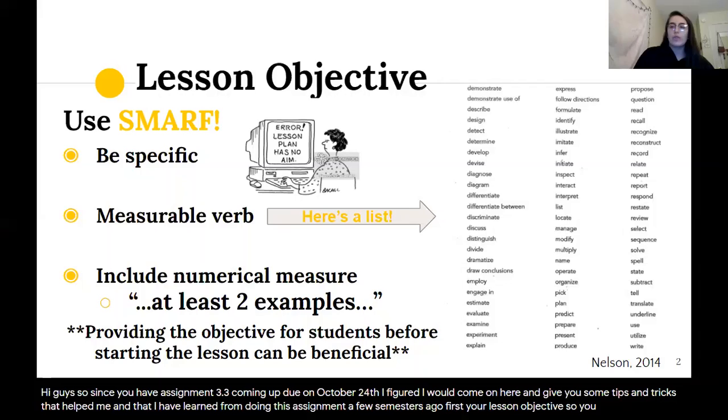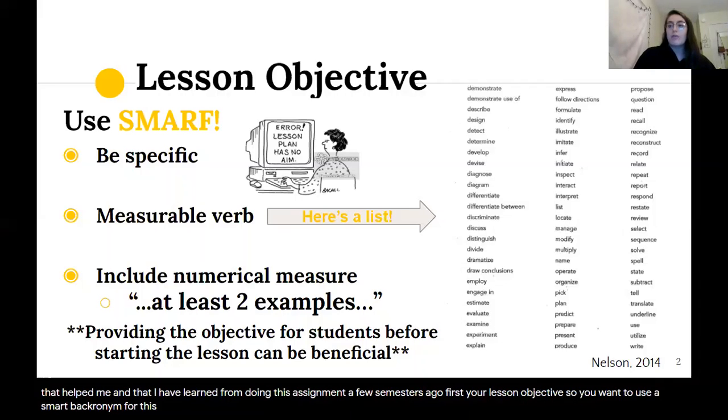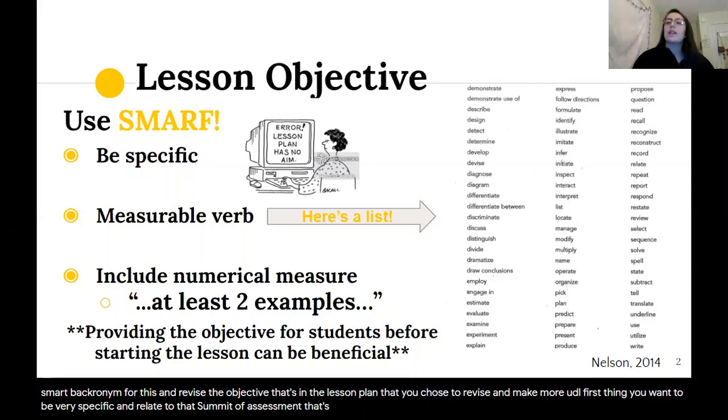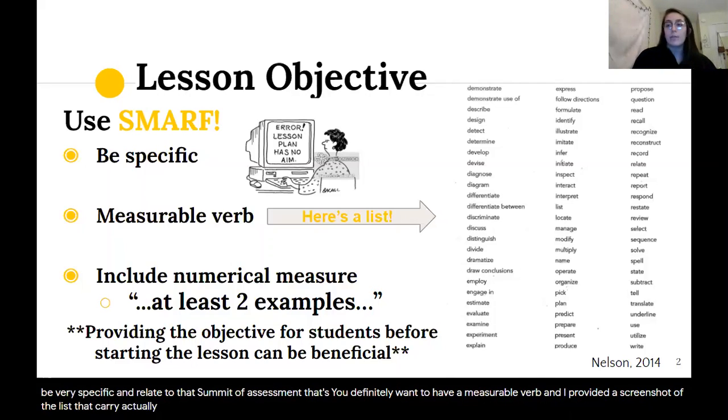So you want to use the SMART acronym for this and revise the objective that's in the lesson plan that you chose to revise and make more UDL. First thing, you want to be very specific and relate to that summative assessment that's going to be the end of your lesson. You definitely want to have a measurable verb, and I provided a screenshot of the list that Carrie actually provides on Blackboard.